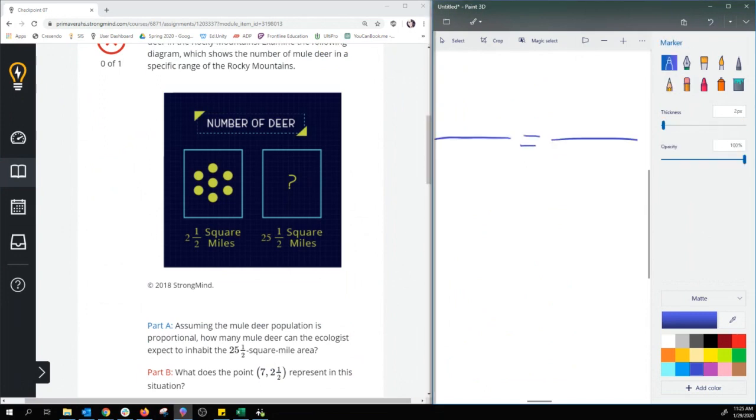Okay. And when you're writing your proportion, remember you need to have the same units on top and the same units on bottom. So with this diagram here, each one of these dots represents a number of deer. So how many dots are in this first picture, this first square? So there's 7 deer. 7 deer in my first diagram, and they cover 2.5 square miles.